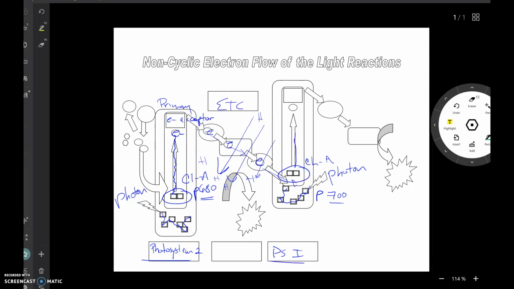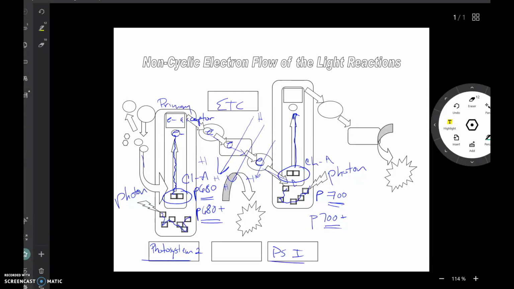Simultaneously, we have the excitation of electrons happening right here at P700. Now, one thing to keep in mind, once this loses an electron, it becomes P700 plus. Okay, so it's short an electron, which means it has an oxidizing characteristic: it wants to pull that electron going down. Same thing over here. Once this has lost its electron, it has become P680 plus. And it is also pulling electrons.